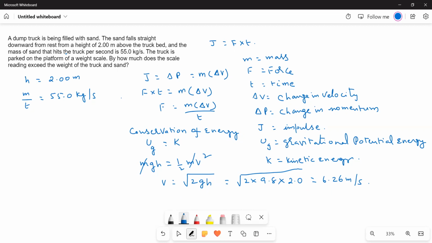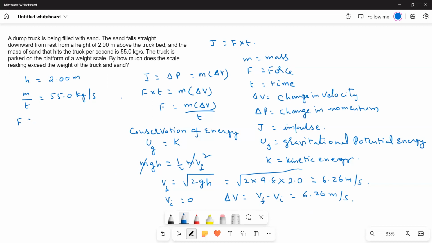Okay, and then this is the velocity when the sand falls straight down from rest. So initially it is at rest, and this becomes the final velocity. Okay, Vi is equal to 0. Therefore, delta v is equal to Vf minus Vi, which is equal to 6.26 meters per second. Okay, and we know m by t, and now we know delta v.